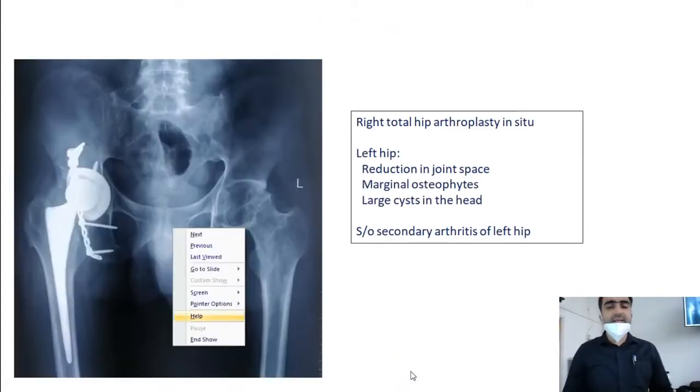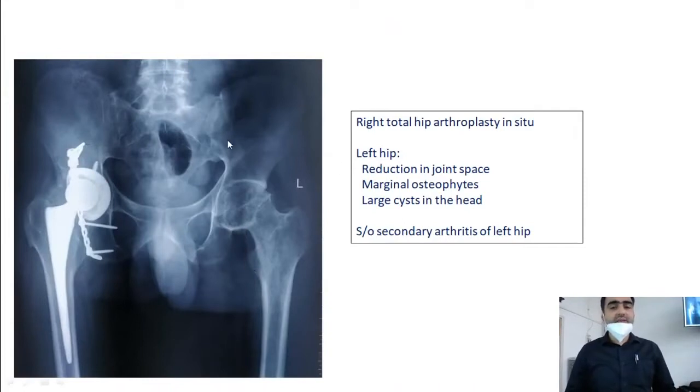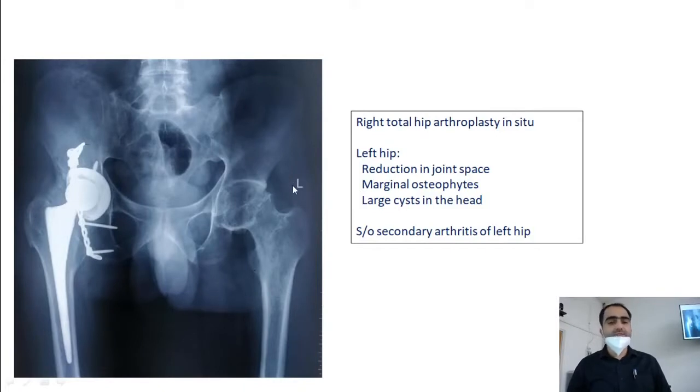So this is the current X-ray of the patient. We can see there is a left secondary osteoarthritis of the hip, secondary to ankylosing spondylitis. There are some features of secondary osteoarthritis, as evident by a decrease in joint space, marginal osteophytes, and a huge cyst in the head. This is consistent with the findings of a secondary osteoarthritis of the hip with ankylosing spondylitis.